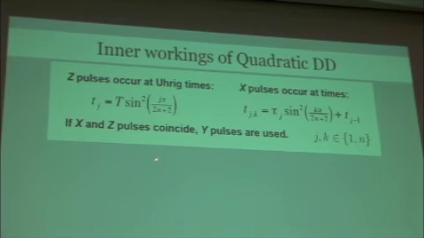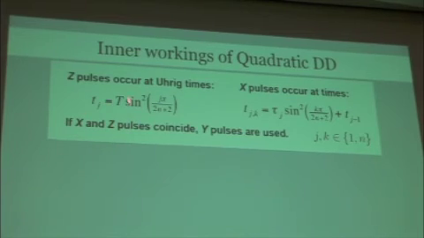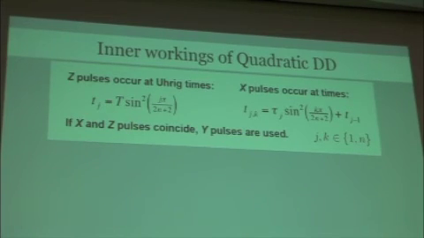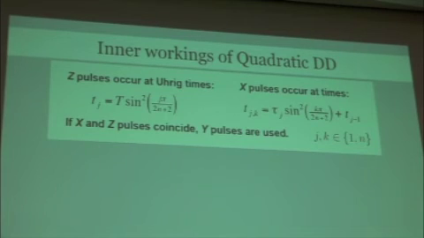And Uhrig found analytically, again using the boson model, then Wang and Liu showed generally, that if you space your pulses, just z pulses, let's say, or just x pulses, at these intervals where t is the total time, so sine squared, those are the Uhrig times. Those are the magic times that eliminate pure dephasing or pure dissipation to n-th order using n pulses.